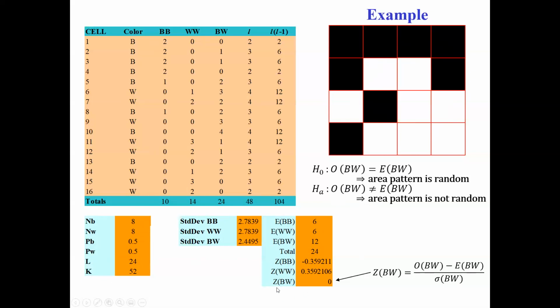So here, like I said, we only care about the Z value for BW joins, and it is 0. The absolute value is also 0. It's just too small, right? It's in the center of the standard normal distribution. So it's pretty safe to accept the null hypothesis that there is no spatial autocorrelation here.